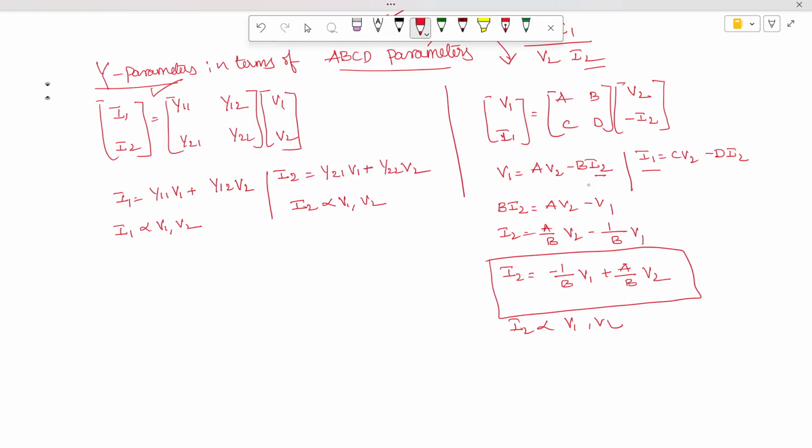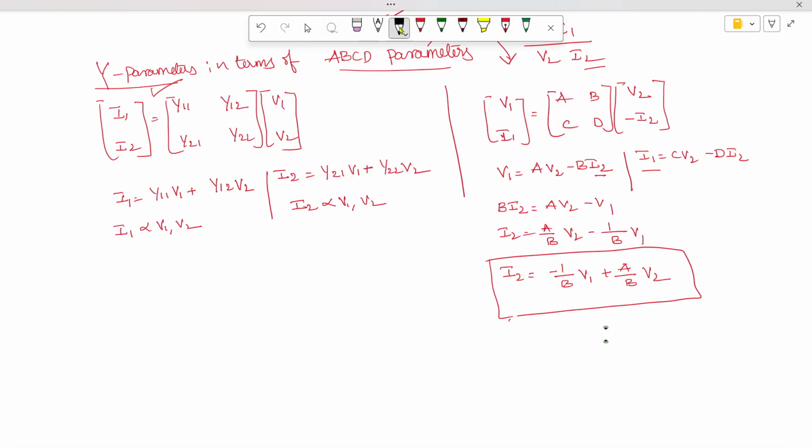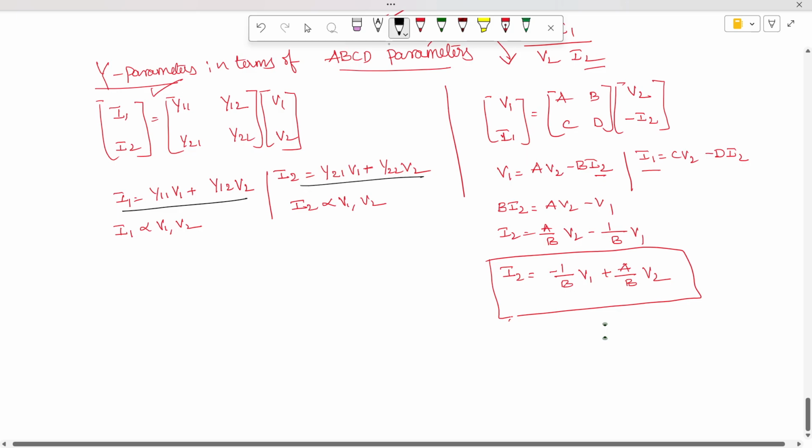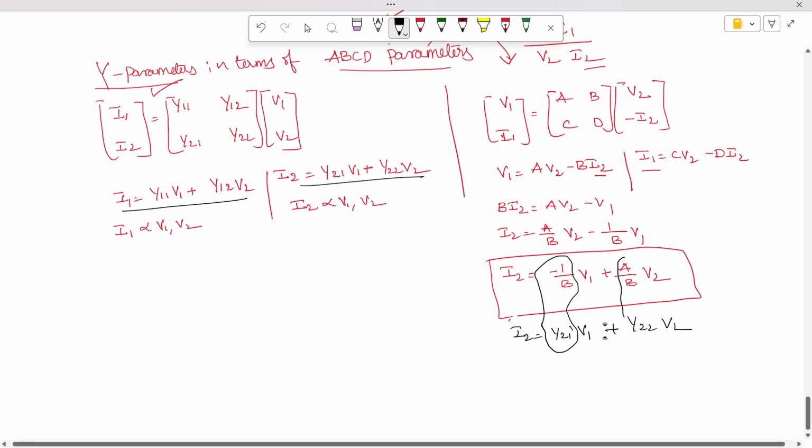Let's try to compare. When you are comparing, the things become more clear. So the comparison is, what is the equation we have? I2 is equal to Y21 V1 plus Y22 V2. So the value of Y21 is minus 1 by B. The value of Y22 is A by B.